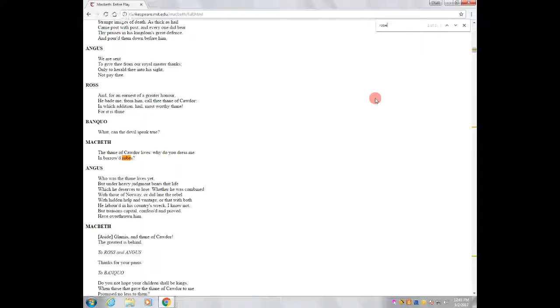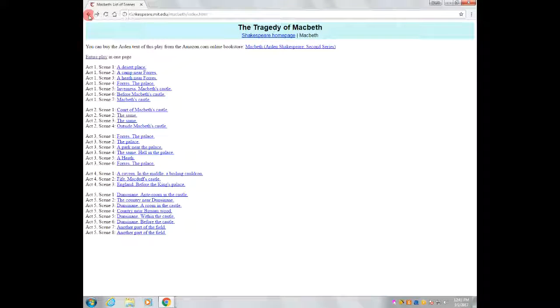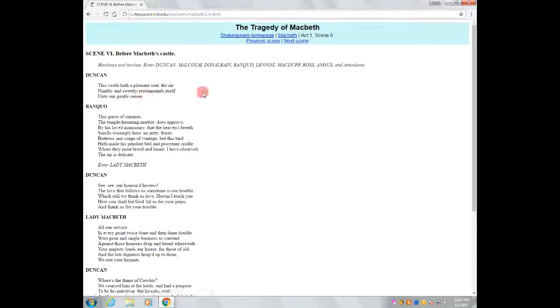What you do notice right away, though, is that even if you break it down to the scenes, it does not have any line references. You're going to have to use your text to get those line references, but you can use this as a way to get yourself organized and find that quotation, the one that works best for the point you're trying to make.